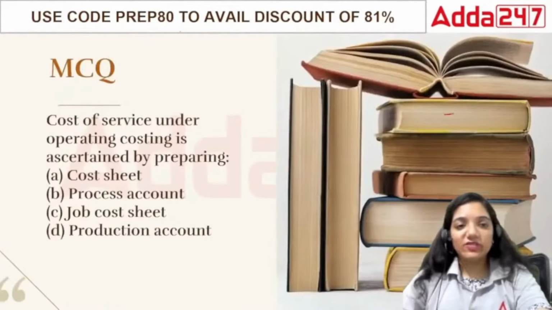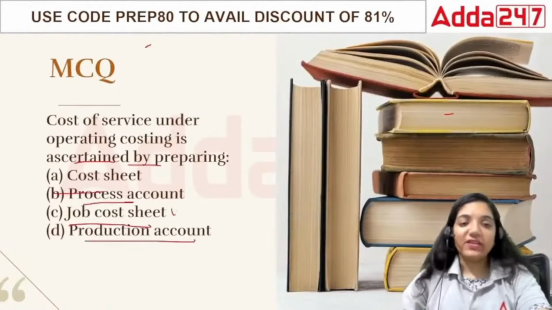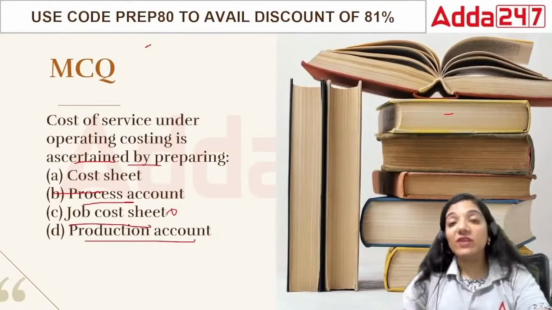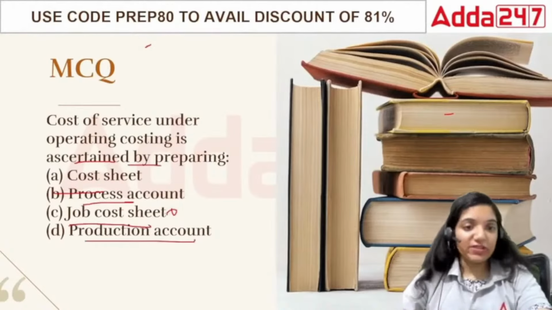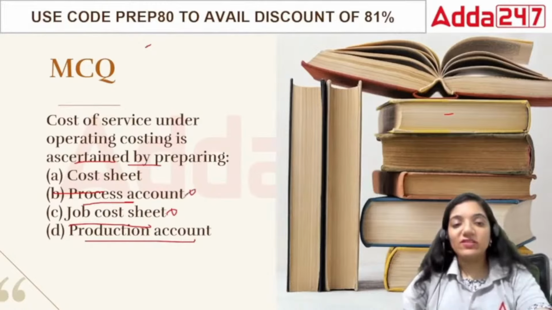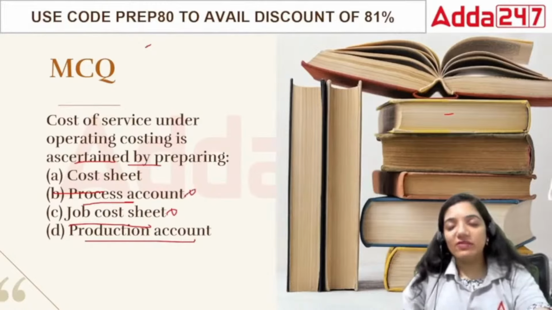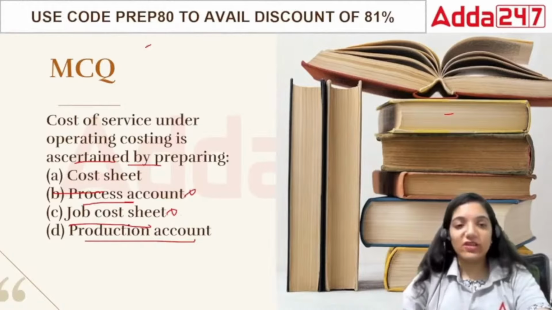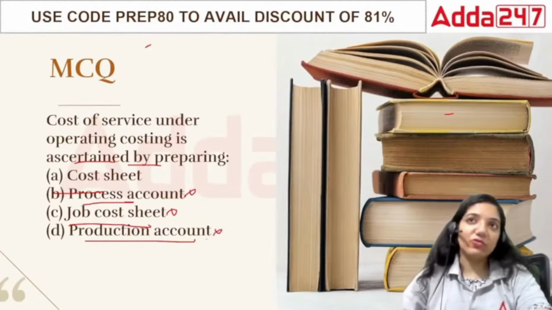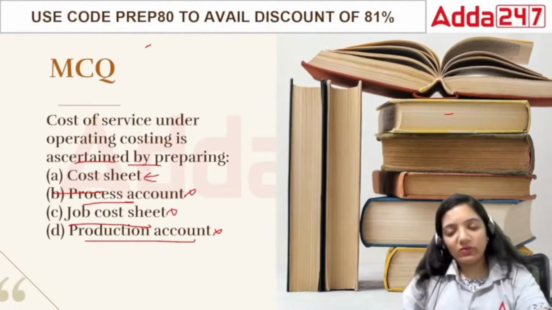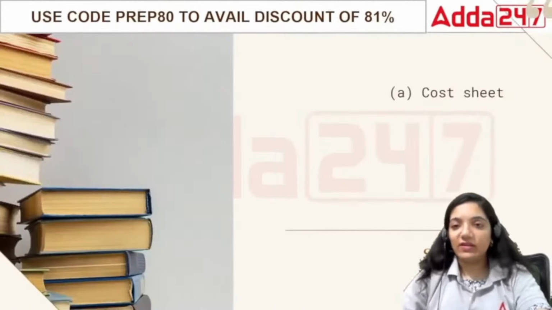Next point, cost of service under operating costing is ascertained by preparing a cost sheet, process costing, job sheet, or production account. There is nothing called a job sheet here, because a job sheet is about customization, not regular work. So that is the point. This should not be included. Process is about going through different levels: process 1, process 2, process 3, process 4. Production account relates to the production area. Last is the cost sheet. The cost sheet is general for everything, whatever you prepare, be it goods or services. So the amount would go to the cost sheet.